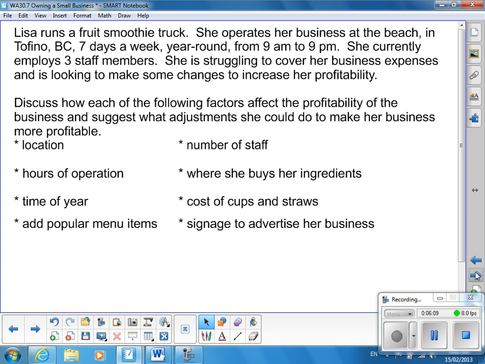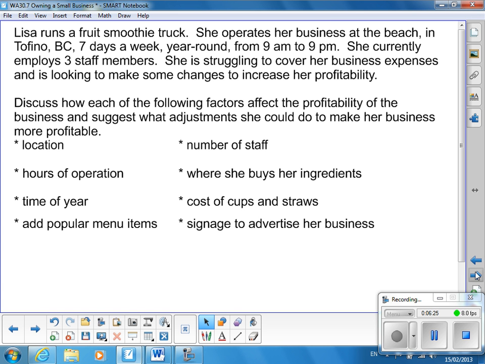What's wrong with her location? Well, maybe not the beach. Maybe there's other better locations in town. Maybe the location could change because it is a truck. You could go to different events that are happening within Tofino.